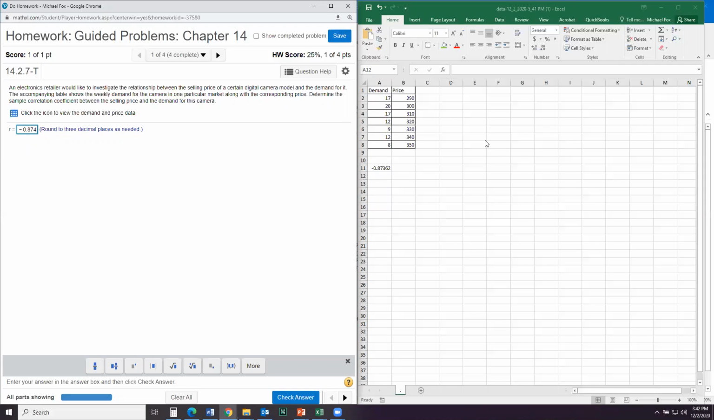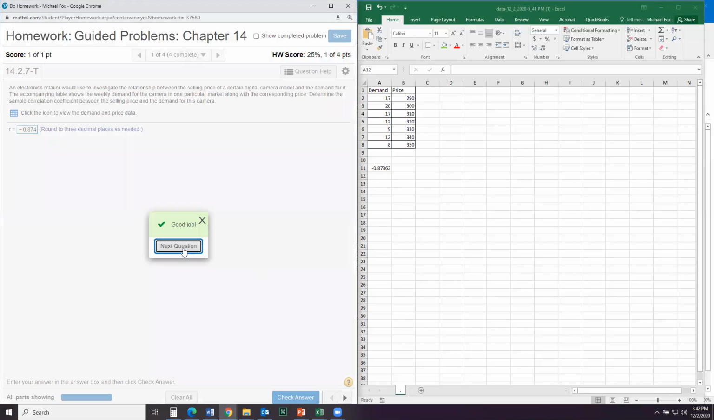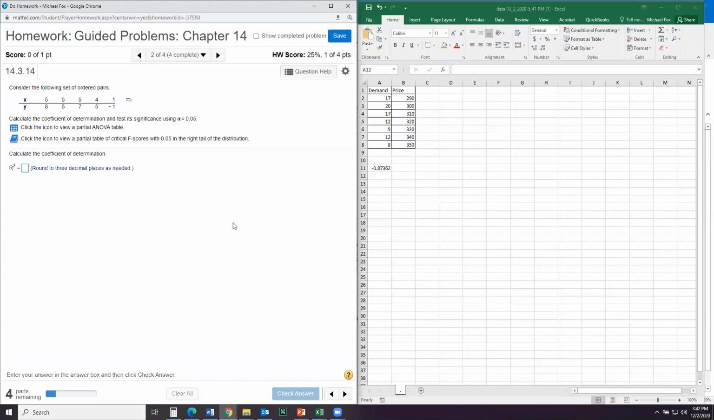What that means is, remember that the correlation coefficient runs between -1 and +1, so a perfect negative correlation would be a -1, and a perfect positive correlation would be a 1. So this tells us this is a pretty strong correlation, and that it's negative, meaning that as price goes up, demand goes down. They are inversely related. Anyway, I'm going to check that. It tells me I'm good, and we'll move on to the next problem.